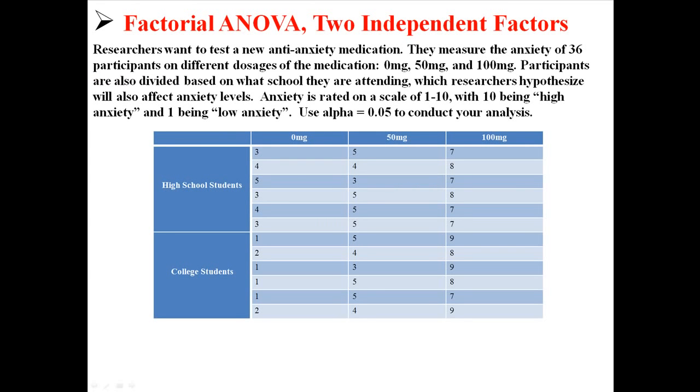So here is an example. Researchers want to test a new anti-anxiety medication. They measure the anxiety of 36 participants on different dosages of the medication, 0, 50, and 100 milligrams. Participants are also divided based on what school they are attending, either high school or college. Anxiety is rated on a scale of 1 to 10, where 10 is high and 1 is low. Use alpha 0.05 to conduct this factorial ANOVA.